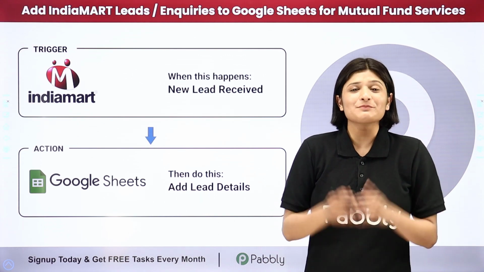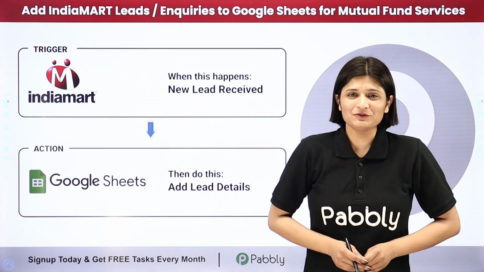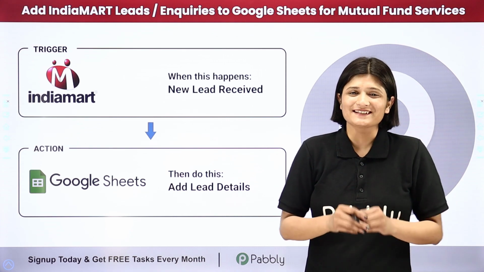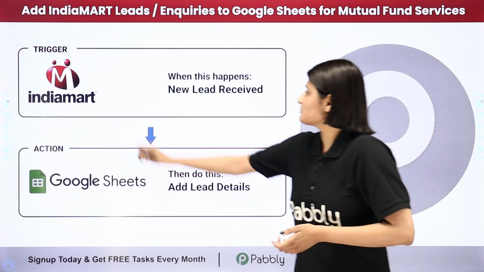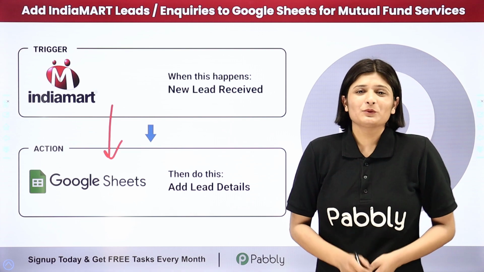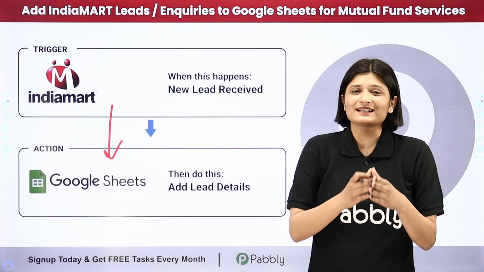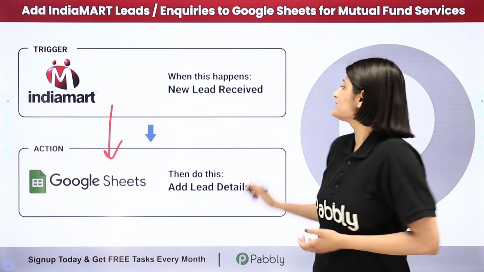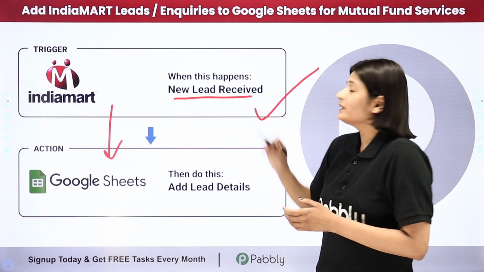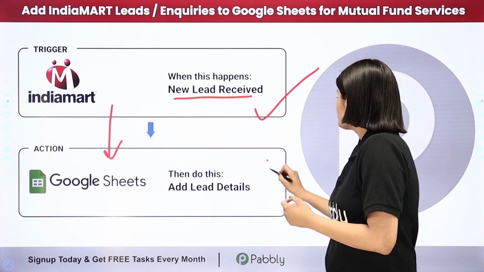So Pabbly Connect is an amazing automation and integration software which requires no coding or programming skills. Here I just need to build a connection between IndiaMART and Google Sheets. With the help of Pabbly Connect, I am going to build this connection in such a way that whenever I receive a new lead in my IndiaMART, all the details will be added to my Google Sheets automatically.